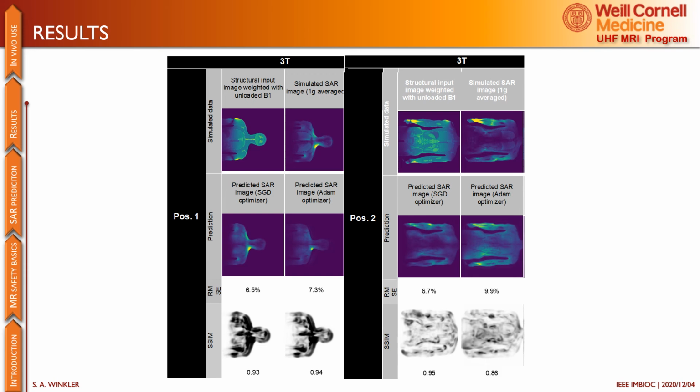But if we look at this other example, position 1, where more of the shoulders and the head are in the coil, you have the input here and then the SAR simulated ground truth. Then you have these predicted SAR patterns that have those hotspots very nicely depicted. So you have an error of about 6%, 7% in both cases. And for a first result, that's pretty good. Of course, we want to refine this a lot and move on from here.